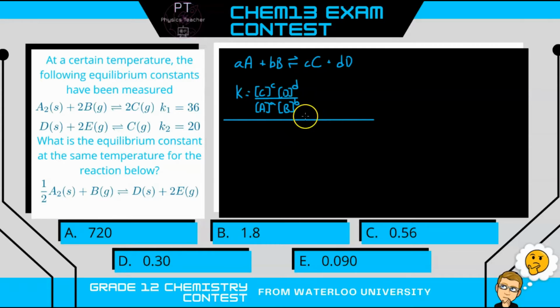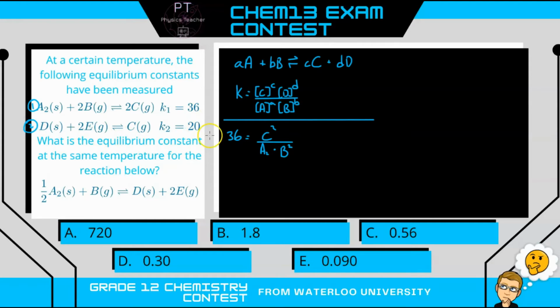Okay, and now let's use this equation for the first reaction here. So K, or K1, we know is 36. And that's going to be equal to C to the power of 2, so C squared, all divided by, here we have A2 to the power of 1, so I'll just leave that out, multiplied by B, right there, to the power of its coefficient, which is 2.